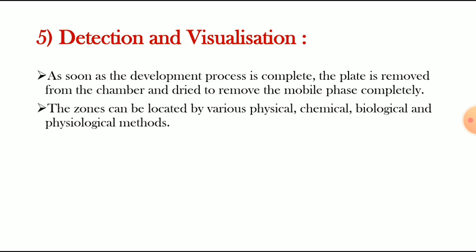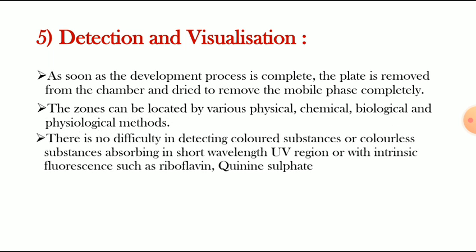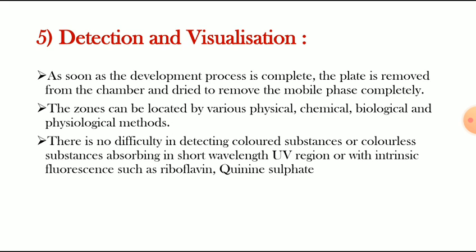The zones can be located by various physical, chemical, biological, and physiological methods. See, in general TLC, we keep the TLC plate in the iodine chamber. That is a physical method, or say a chemical method. But in this case, there is no difficulty in detecting colored substances or colorless substances absorbing in the short wavelength UV region or with intrinsic fluorescence such as riboflavin and quinine sulfate.